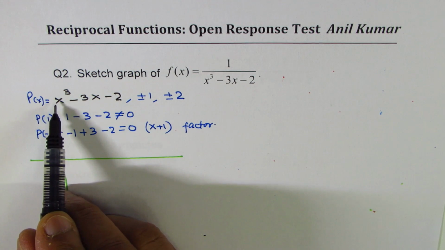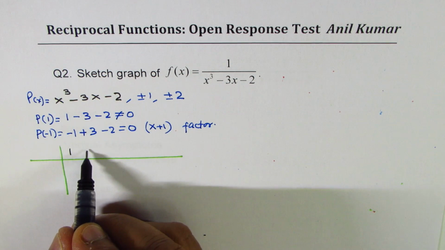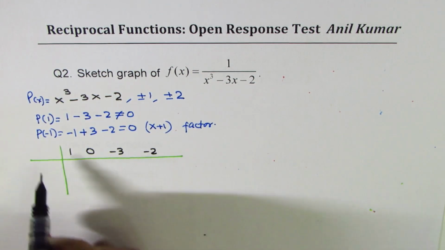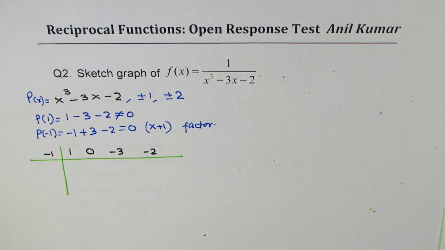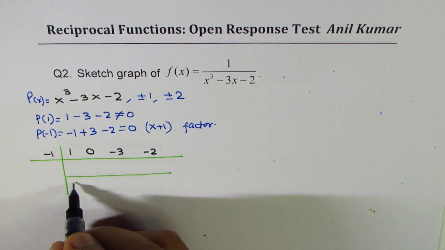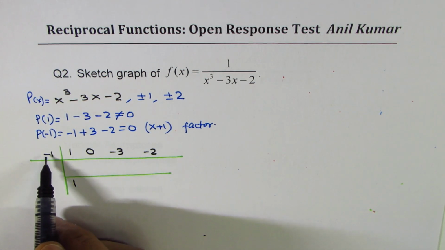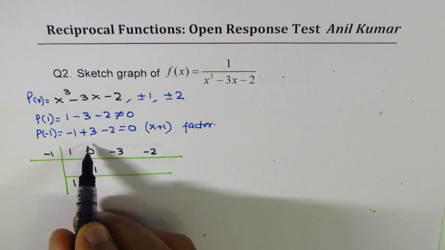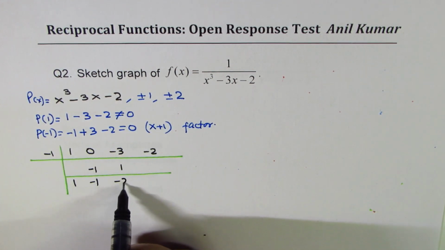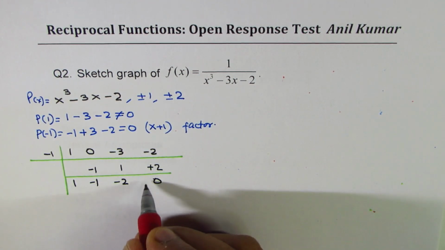Writing the coefficients, x cubed is 1. Then the missing term is x squared, right? So we'll write 0 for that missing term, the placeholder. Then we have minus 3 and minus 2. We'll divide by minus 1. So let's bring down 1. You could do long division if you're not very clear about synthetic division. Multiplying with negative 1 gives us negative 1. When you add, you again get negative 1. Multiply, plus 1. Add minus 2. Multiply, plus 2. Add, 0 as expected.